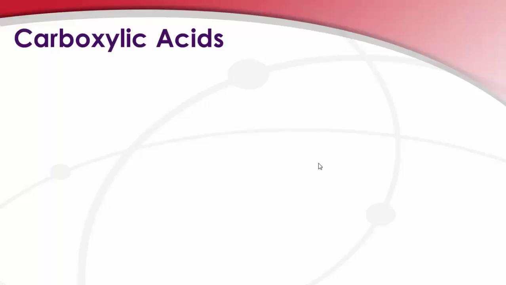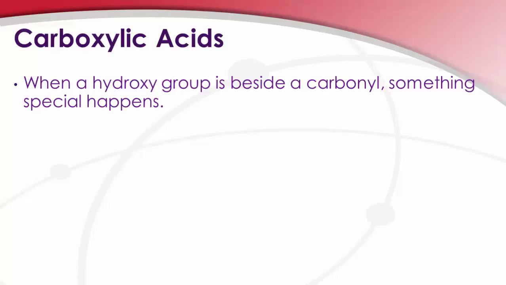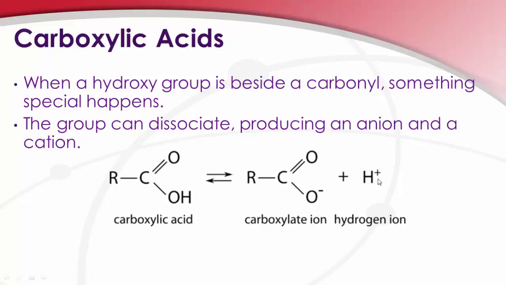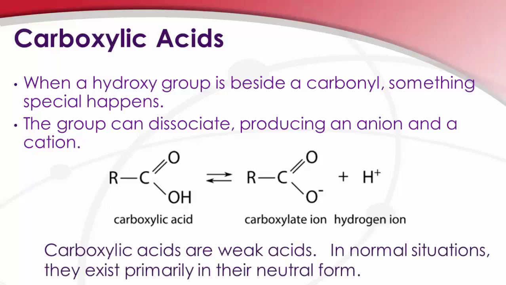Now, something special happens if we attach a hydroxyl group to the end of an aldehyde. So when we put the hydroxy group next to the carbonyl, the alcohol proton, which is normally very firmly attached to the alcohol, can actually move off of it. It can dissociate. And so this has led this class of compounds to be called carboxylic acids. Now, it's important for us to note that these are weak acids. In normal situations, even in aqueous solution, they exist primarily in their neutral form. But they do some very special things because of this proton being mobile.